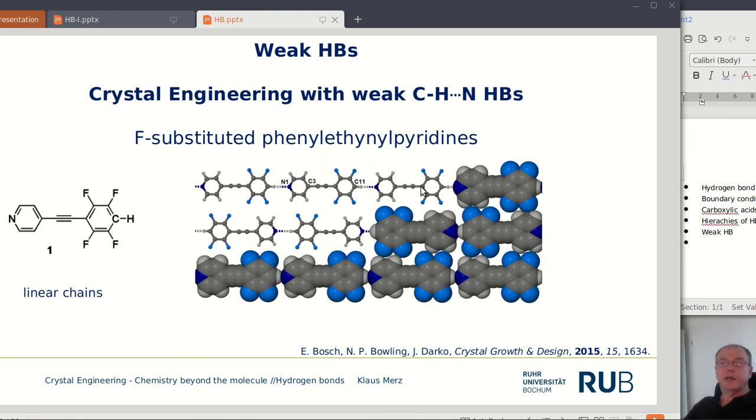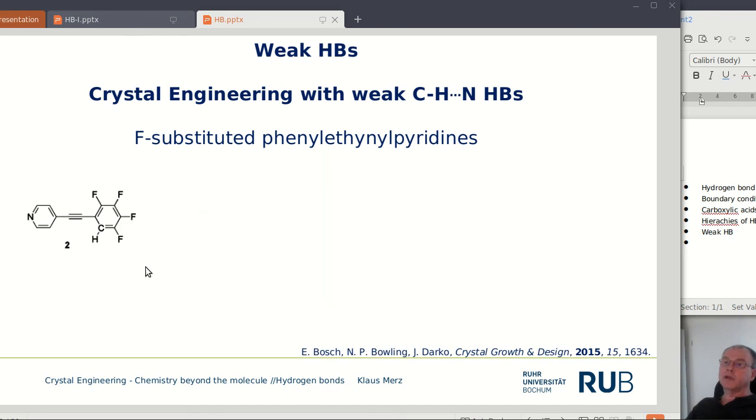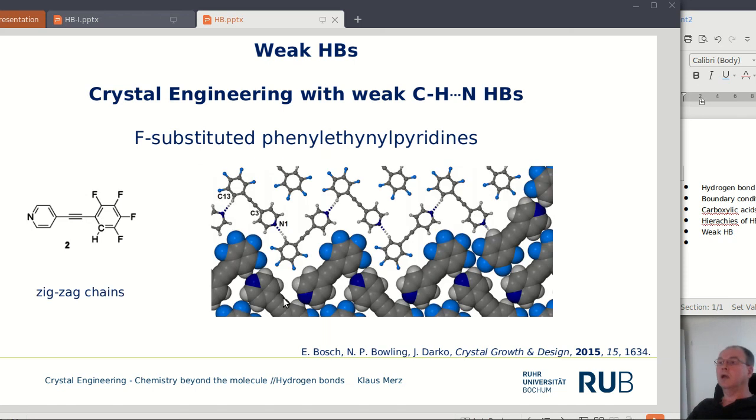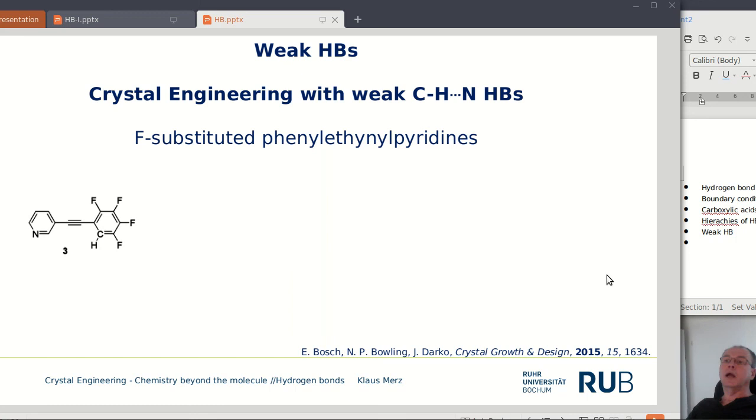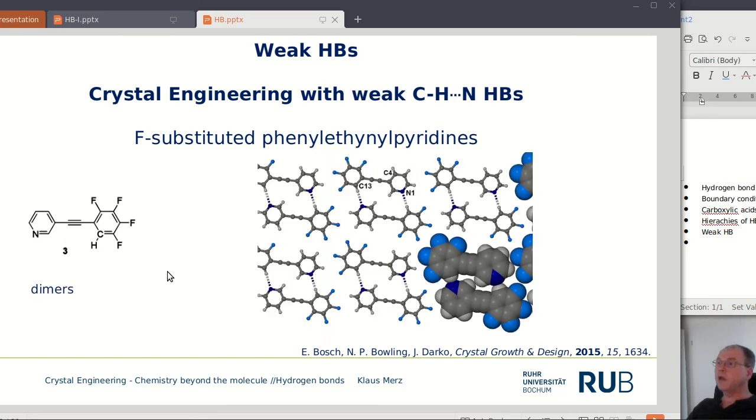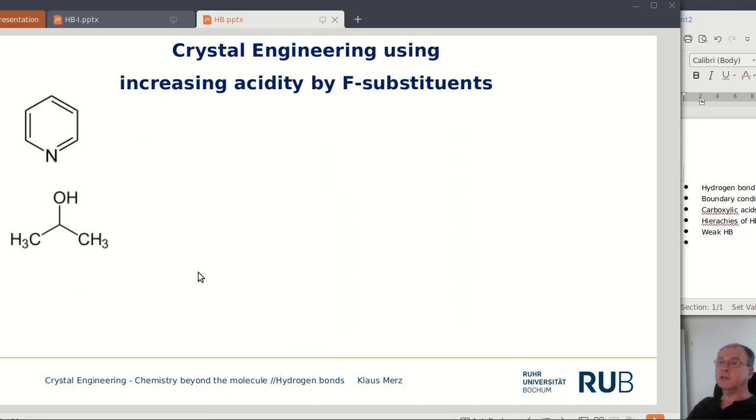Such an intermolecular interaction you will only see if you have an increased acidity of a hydrogen. In the case here, this position, I would say ortho position, you see once again very nicely a zigzag chain. And in this case, the hydrogen has changed its place in the aromatic system, and you see the formation of dimers. So, a nice example of how fluorine substituents can be used in crystal engineering.